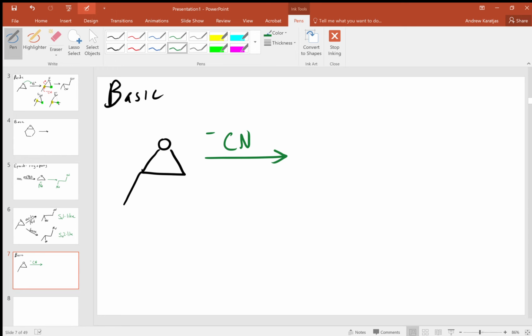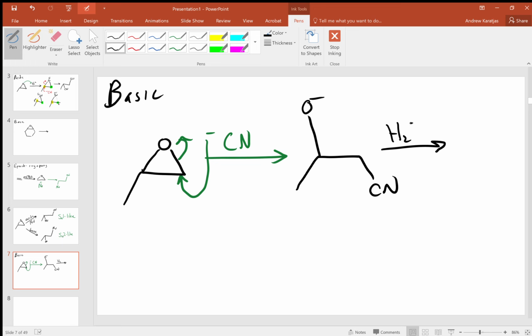So under basic conditions, this is the SN2-like. The nucleophile wants to attack at the most accessible carbon, the least sterically hindered carbon, which is in most cases going to mean the less substituted carbon. Giving us this intermediate, which upon quenching with water gives us our product.